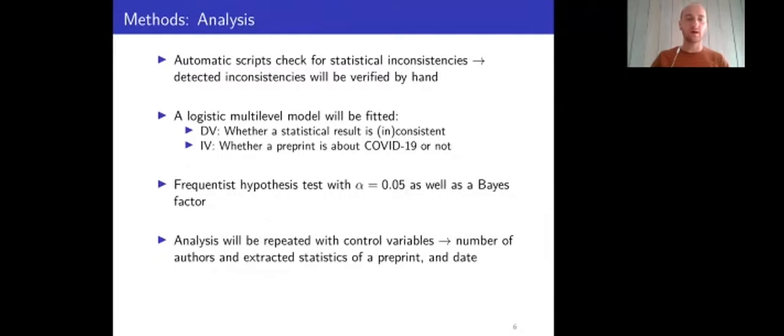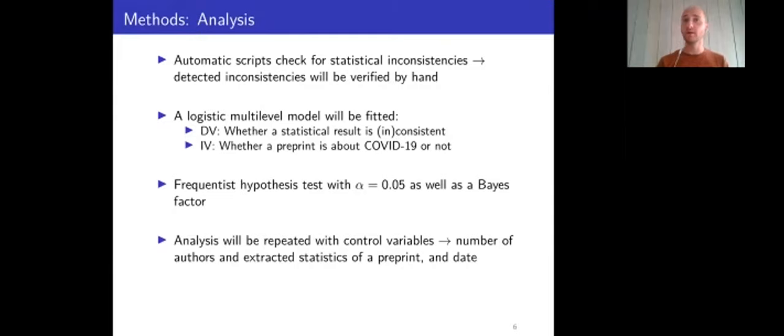So if the data are collected, then what we will do in the next step is we have written automatic scripts to check for statistical inconsistencies. And we will apply these scripts to all the data. And if there are inconsistencies detected, then we will double check these inconsistencies by hand. So we'll go to these preprints and then check whether these inconsistencies are indeed inconsistencies. In the next step, we will fit a logistic multi-level model with as dependent variable whether a statistical result is consistent or not, and with as independent variable whether a preprint is about COVID-19 or not.